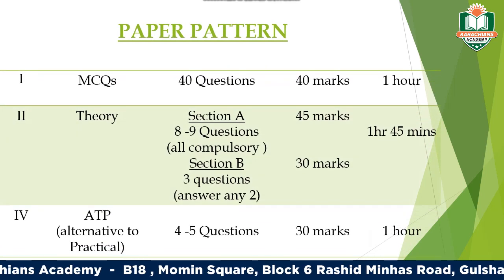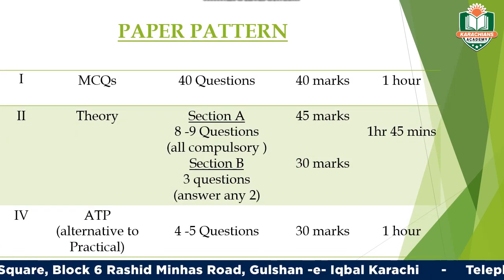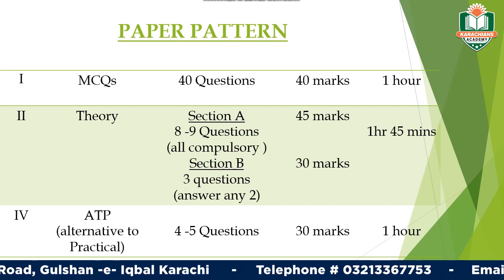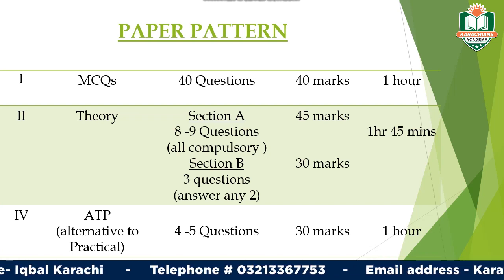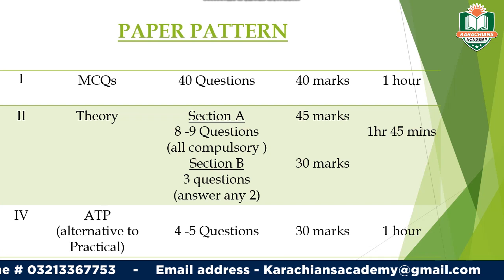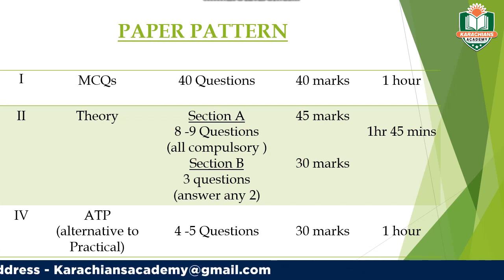Next we discuss our paper pattern. For physics 5054, there are 4 papers, but we will be giving only 3. The first one is your MCQ paper, which is for 1 hour and it has 40 questions. Okay, there is a choice in each question, approximately 4 to 5 choices, and you have to take around 1 to 1.5 minutes to answer each question.